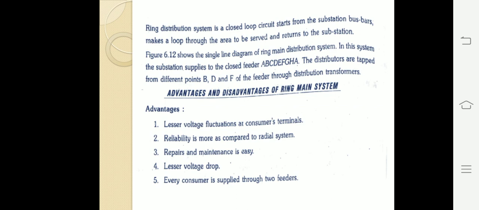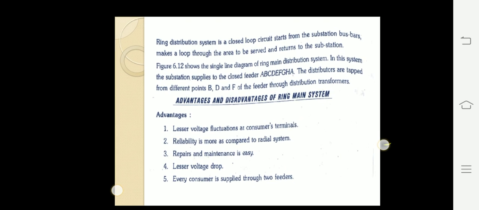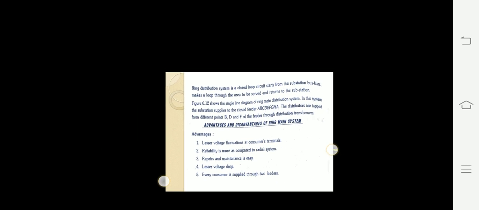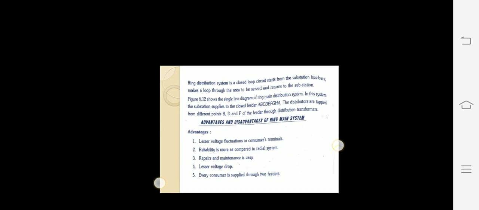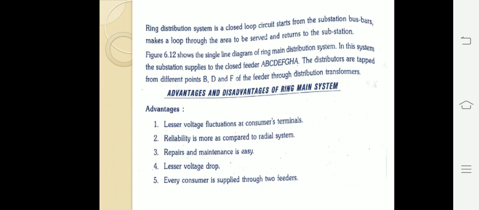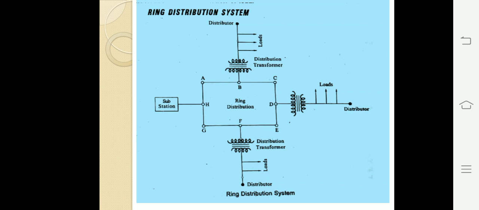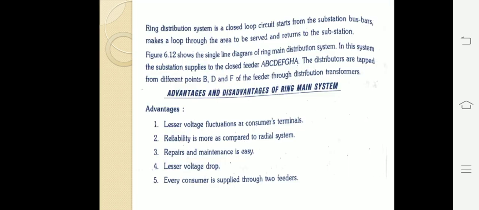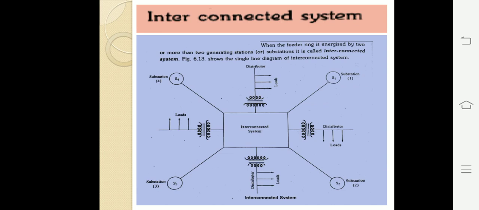So, what are the advantages here? Lesser voltage fluctuation at the consumer terminals. Reliability is more compared to the radial system. Repairs and maintenance are very easy. Lesser voltage drop. And every consumer is supplied through two feeders. Check out this diagram. That means every consumer receives power from two feeders.